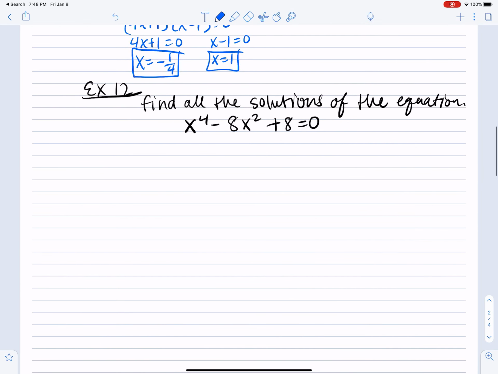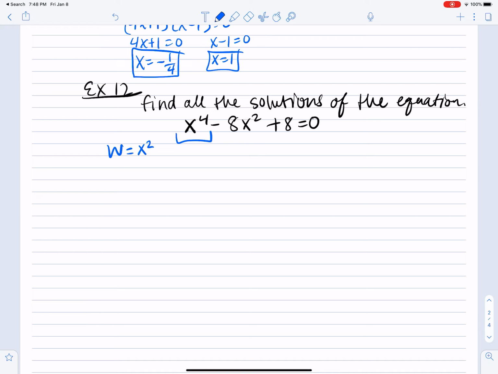Example 12, find all the solutions to this equation. This is x to the 4th minus 8x squared plus 8 equals 0. So we've actually never done an x to the 4th. I don't know if you have, but we can break it down to a quadratic problem if we change this to something squared. Okay, so let's assume w equals x squared.